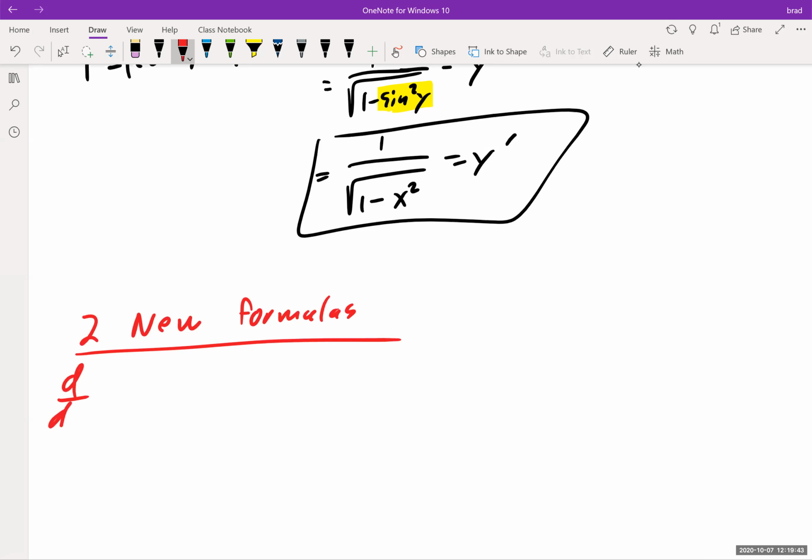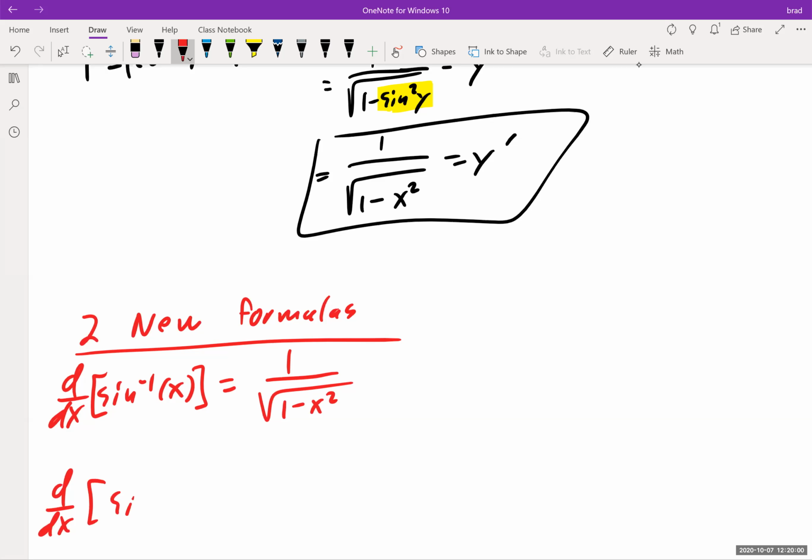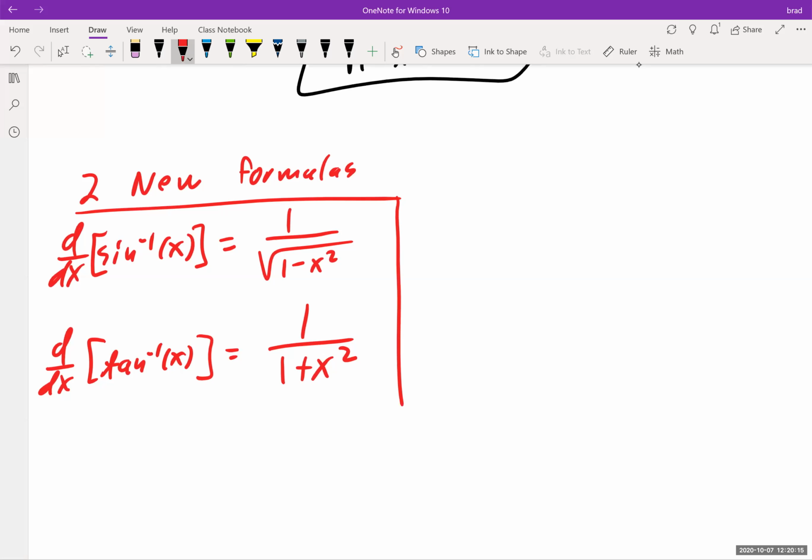The derivative of sine inverse of x equals 1 over the square root of 1 minus x squared. And then we also have d/dx of tan inverse, and this one is 1 over 1 plus x squared. I'm not going to go into that one, but you can memorize these formulas or write them next to you in your notes when you're taking the exam. These will be the two I'll focus on.